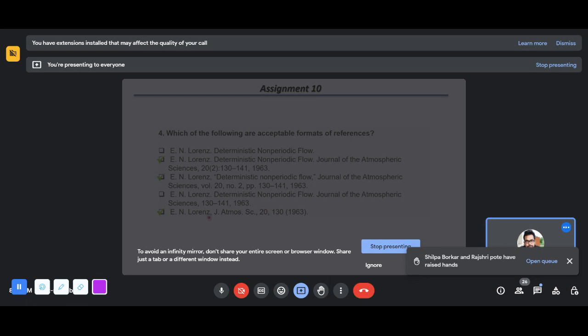Sometimes, if let's say 10 authors are there, after the first author you can write et al. So it is a common norm of writing the names, because sometimes it is not possible to provide the names of 10 to 50 authors, and sometimes even more authors are there.